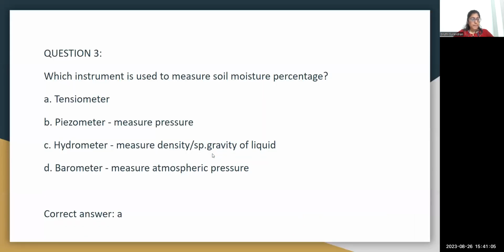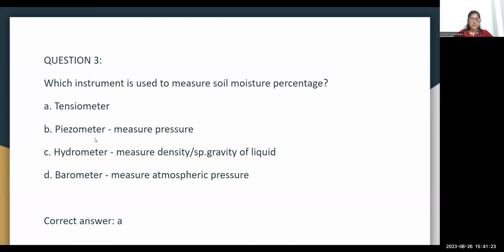So moving on, the third question in assignment 3 was: which instrument is used to measure soil moisture percentage? The correct answer is tensiometer. Let's look into what the other options are. Piezometer is an instrument used for measuring pressure. We had learned about the potentiometric surface and piezometric surface. Piezometers are devices inserted to check the pressure, particularly of confined aquifers. Hydrometer is an instrument used for measuring the density or specific gravity of a liquid. And barometer is used for measuring atmospheric pressure.